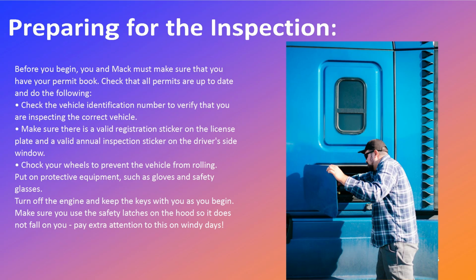Preparing for the inspection. Before you begin, you and Mac must make sure that you have your permit book. Check that all permits are up to date and do the following. Check the vehicle identification number to verify that you are inspecting the correct vehicle. Make sure there is a valid registration sticker on the license plate and a valid annual inspection sticker on the driver's side window. Chock your wheels to prevent the vehicle from rolling.